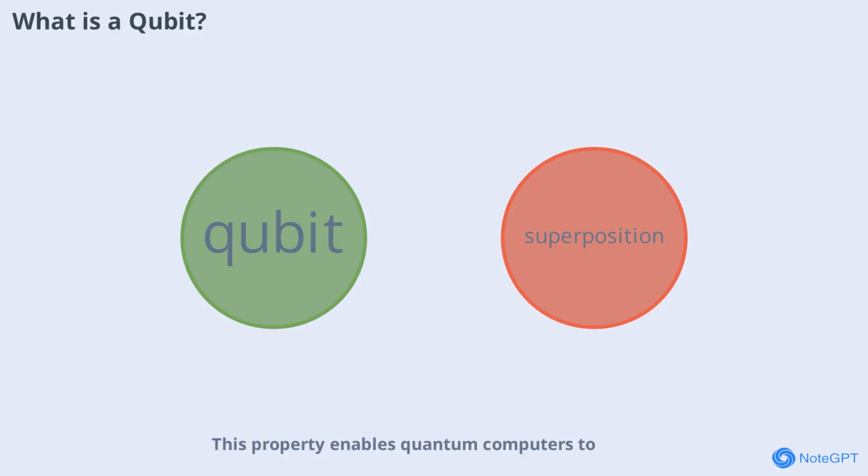This property enables quantum computers to process a vast amount of information simultaneously. Imagine flipping a coin, it can be heads or tails, but a qubit is like a spinning coin, representing both at once. This fundamental difference is what gives quantum computers their incredible potential. Next, we'll see how qubits are physically realized and manipulated in real-world quantum machines.